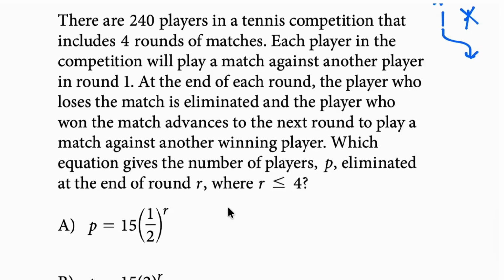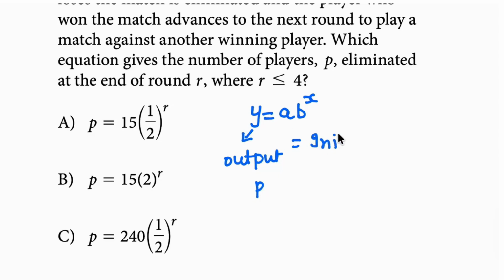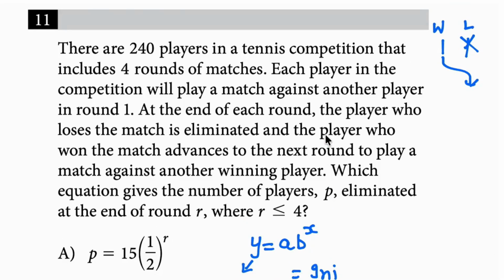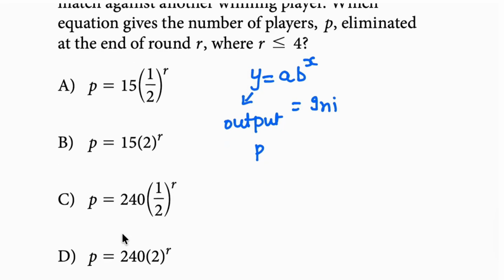Okay, so this is an exponential equation. So this is in the form this. Now, it is the output. What is the output here? Remaining players, which is P. A is the initial value. That means whatever the incident is, here we are talking about a game. So initially there were 240 players, or there are 240 players. So that is the initial value. 15 is not the initial value. So that means this option is deleted and this option is deleted.